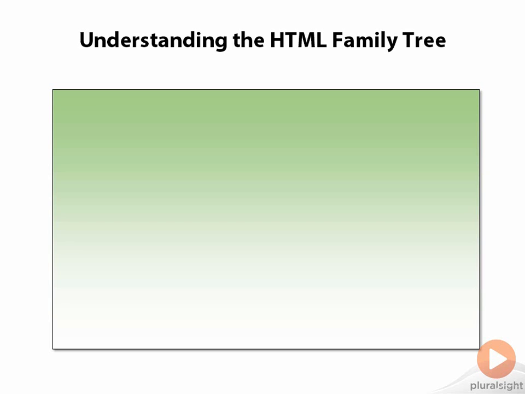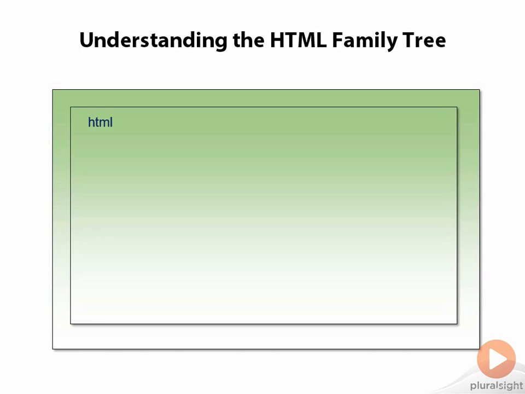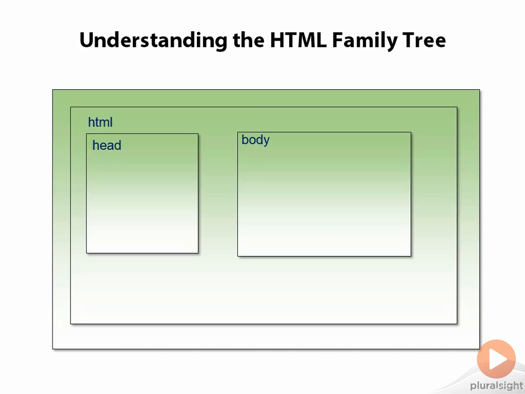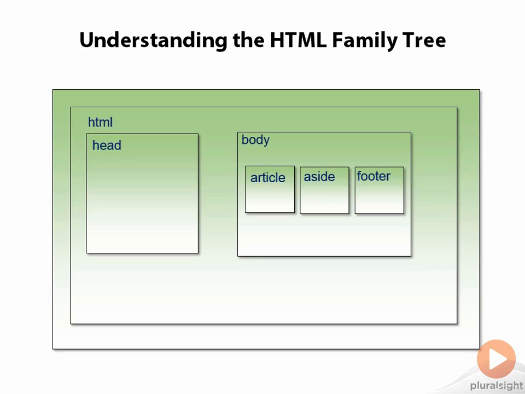In HTML5, we nest tags. The outermost tag is HTML. Nested within the HTML is typically a head and a body. In our example, within the body, we have an article and an aside and a footer, and this can continue indefinitely.